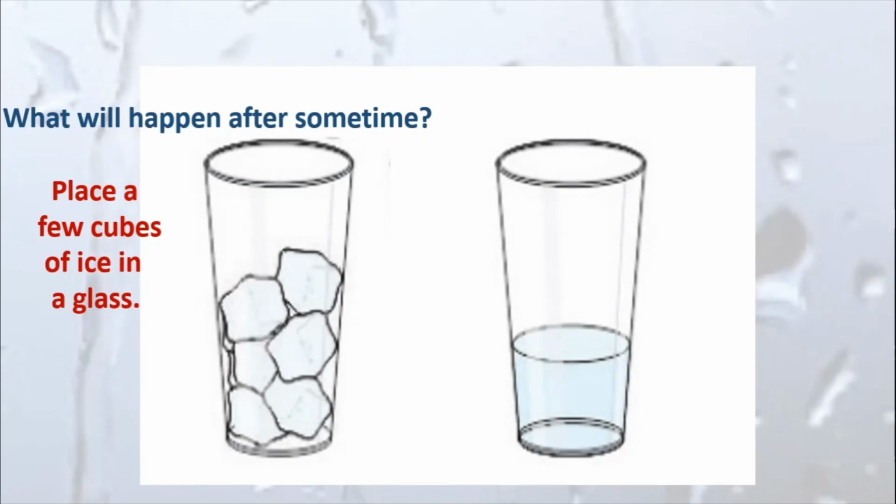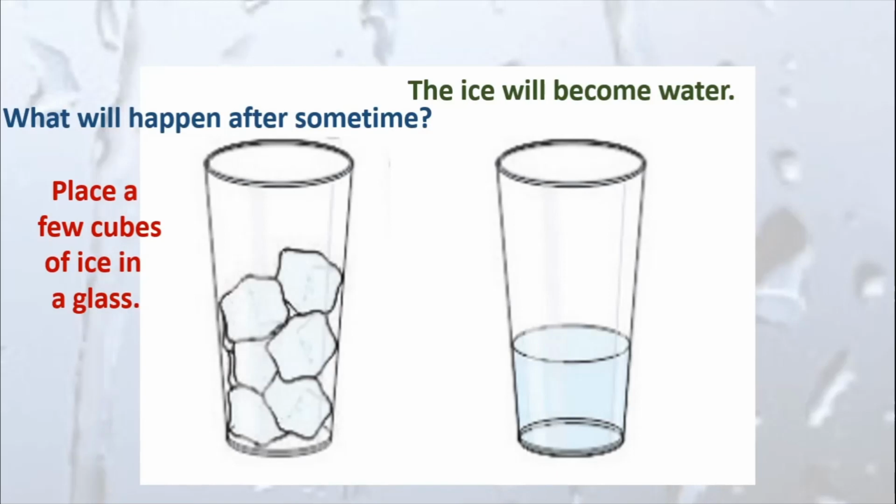Can you see? There is no more ice in this glass. This is the same glass which you kept outside, but now there is no ice. So where has this ice gone, children? The ice has become water. So you will see that after some time, the ice will become water.